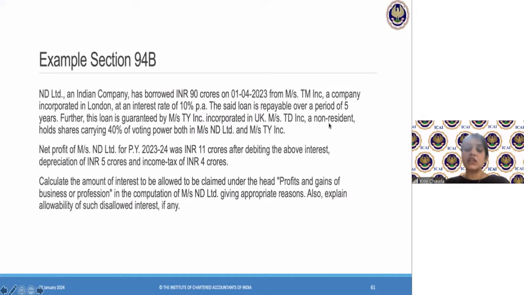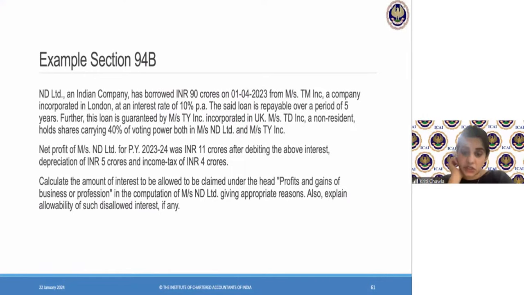Now, TD is a non-resident. They hold shares in 40% voting power in ND and TY Incorporation. If you read through the last statement, it says that there is some TD Incorporation. It's a non-resident. And this non-resident is holding 40% voting power in ND and 40% voting power in TY. So when you look at this particular statement, ND and TY are related to each other. Why are they related? Because it's the same person, and this person is holding 40% shares in ND, and 40% shares in TY. So that means that ND and TY are associated to each other.